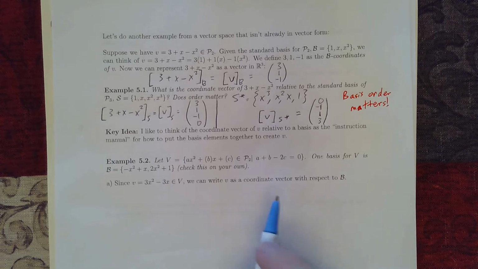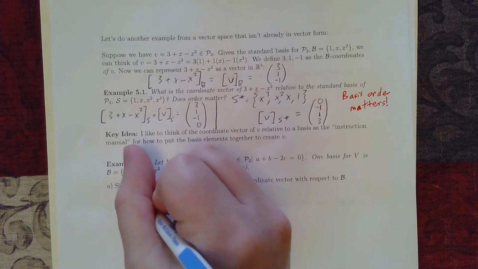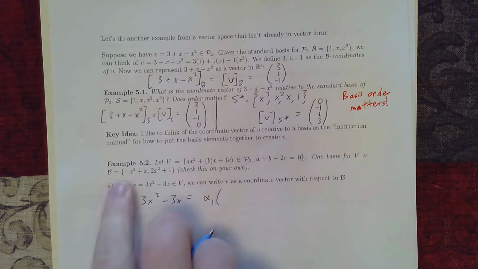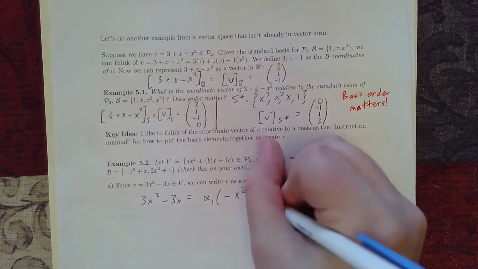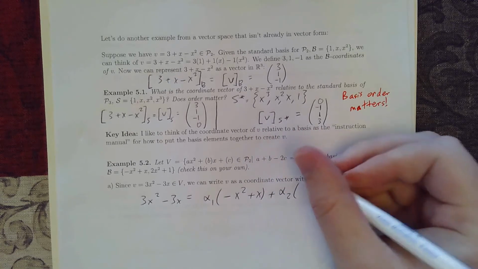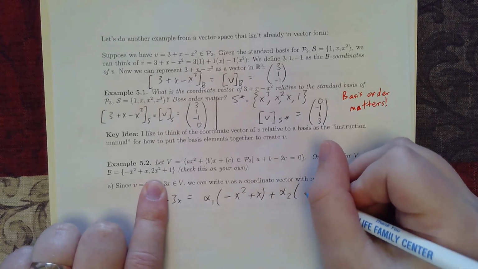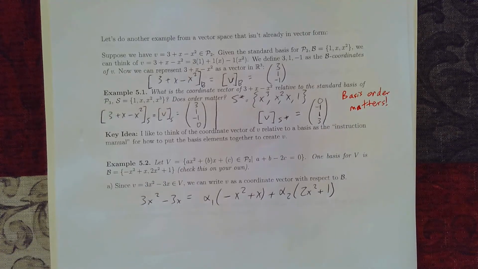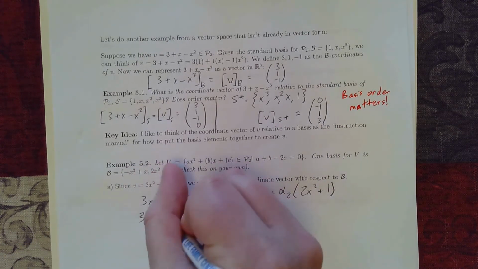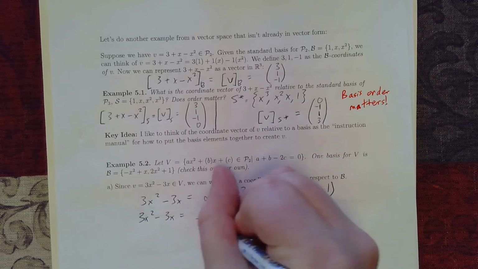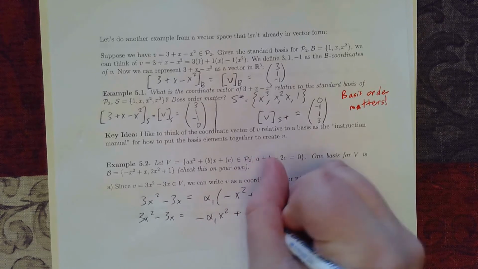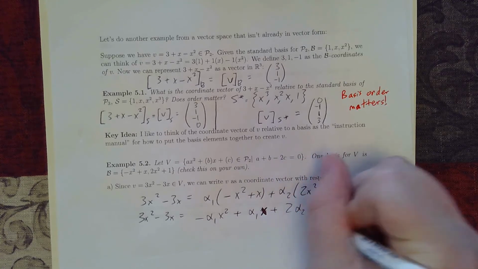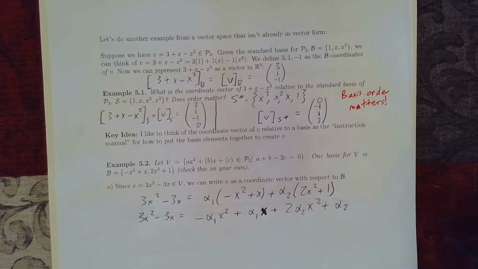So let's say we want to find the coordinate vector with respect to this basis. What we're doing is we're saying that 3x squared minus 3x equals alpha 1 times the first basis vector, negative x squared plus x, plus alpha 2 times our second basis vector, which is 2x squared plus 1. So if we expand this, we're saying 3x squared minus 3x equals negative alpha 1 x squared plus alpha 1 x plus 2 alpha 2 x squared plus alpha 2.